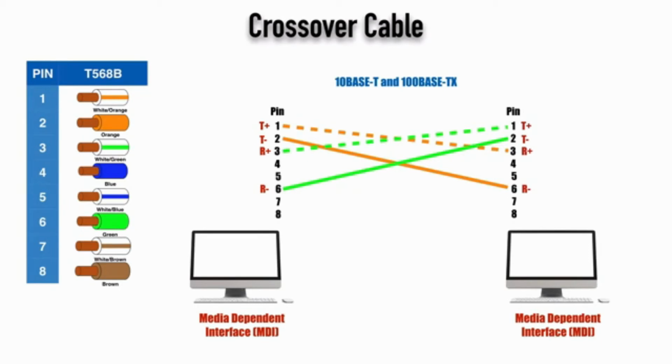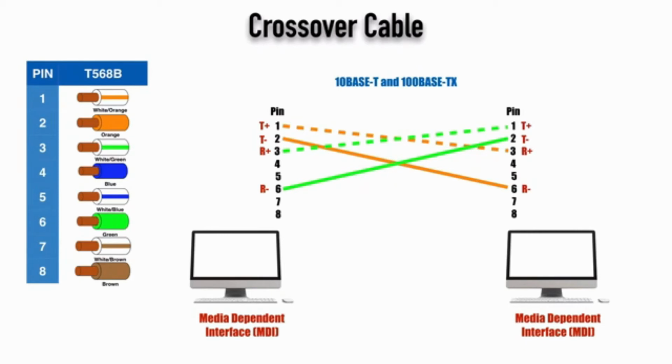In other words, the white-orange wire on one RJ45 connector is going to show up on pin 1, but if you look at the other end of a crossover cable, that white-orange wire is going to show up on pin 3. And for your reference, this is what a crossover cable would look like if we're dealing with 10BASE-T or 100BASE-TX, because they only use two pairs of wires for the data.